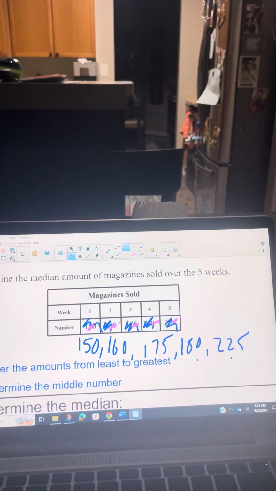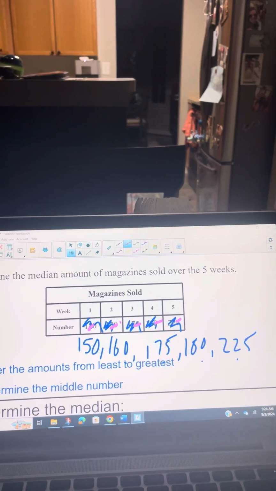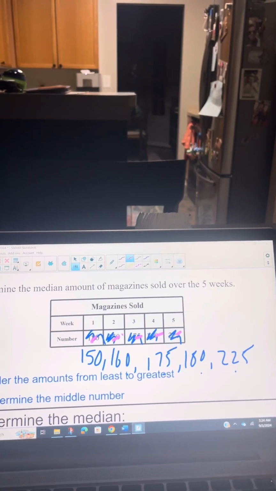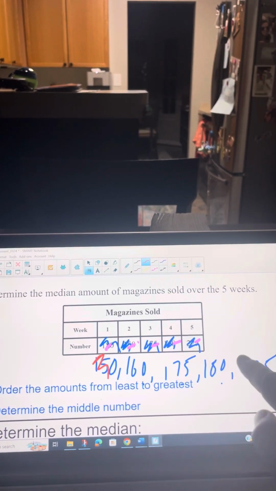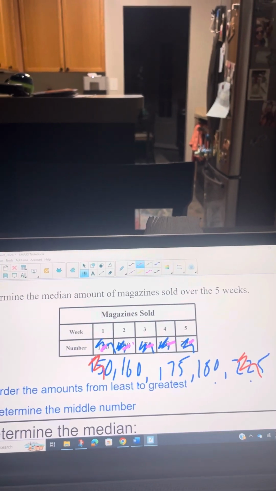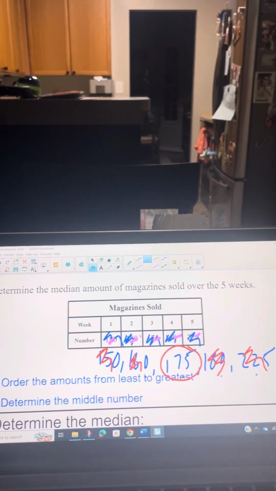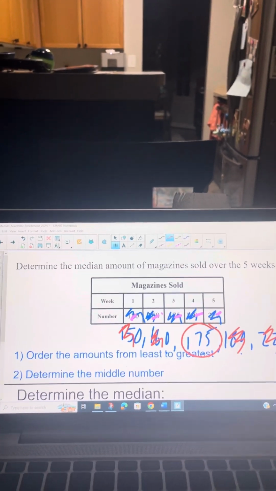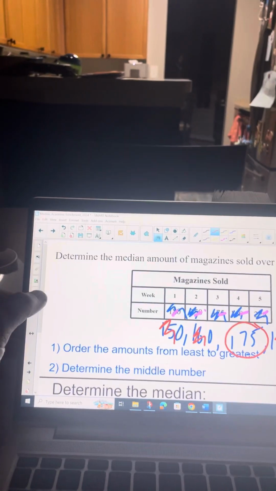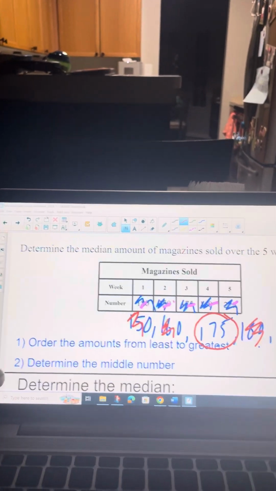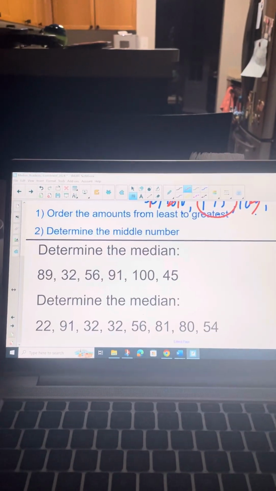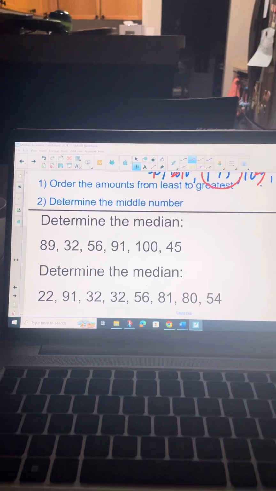So to find the middle number here, we're going to cross out the smallest and biggest. We're squeezing towards the middle, so we get rid of 150 and 225. We do 1 from each side until we're left with the number that is in the absolute middle, which is 175. All right, pause the tape and you work out these 2 problems on your own now.